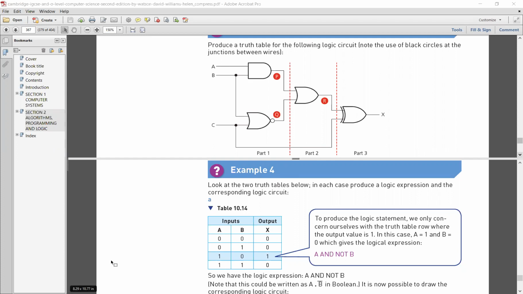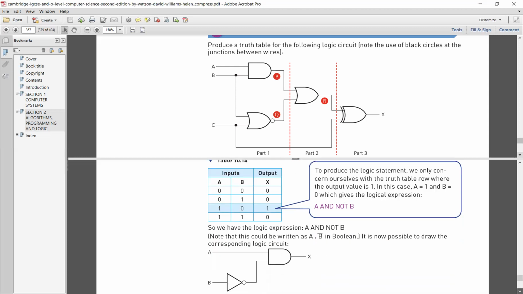What you need to understand is you only need to identify all those rows which have the result of one in the output X column. As is the case in this example, you can see that the output is one in only this scenario, where the value of A is one and the value of B is zero. So how will I write it down? Very simple. Whenever you get a value of zero, it means the input is being reversed, and we mention that with the NOT gate. So what is the final outcome? It will be A and not B. As you can see here, the final answer is A and not B because input A is a one and input B is a zero. I think it's not difficult at all. You can comprehend it very easily.